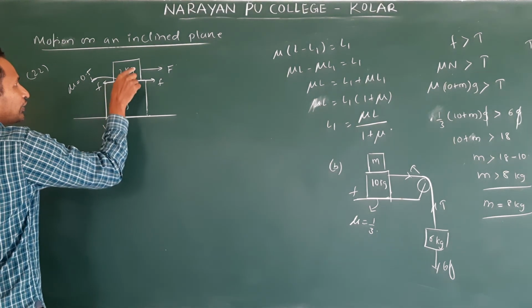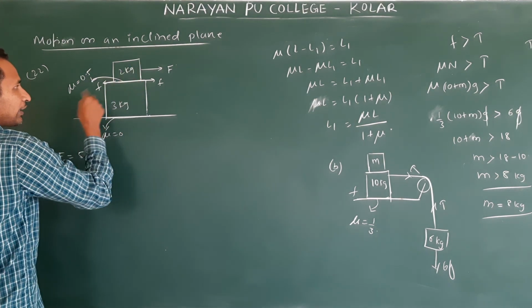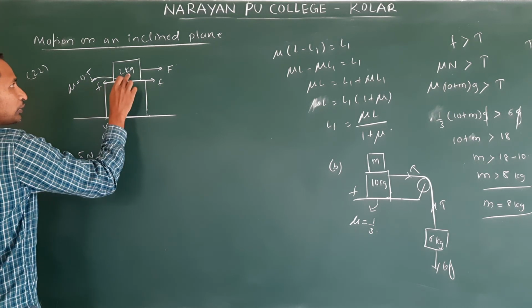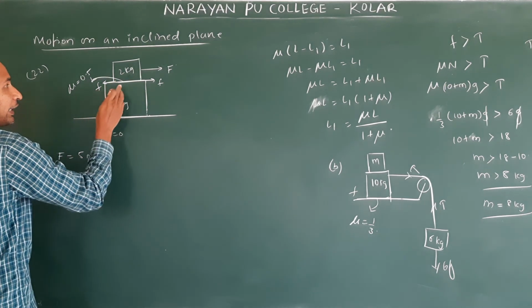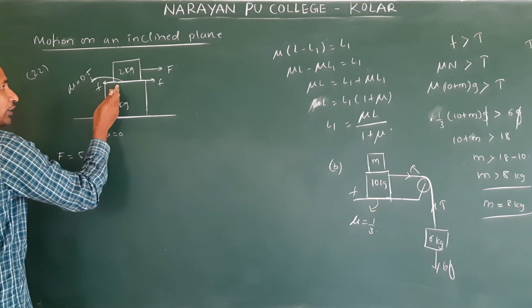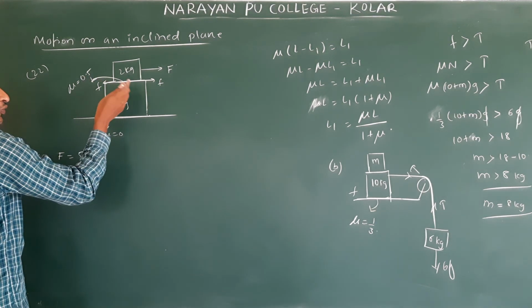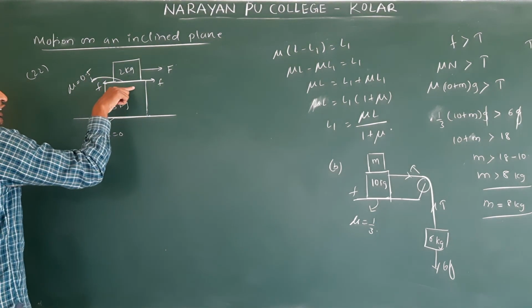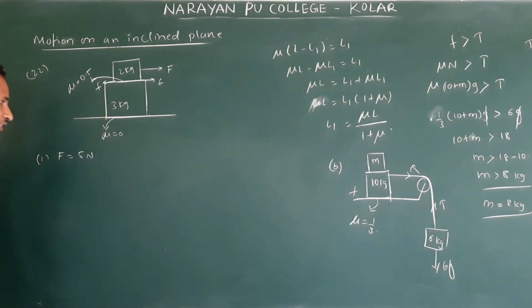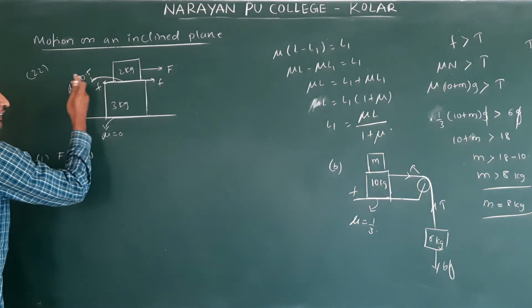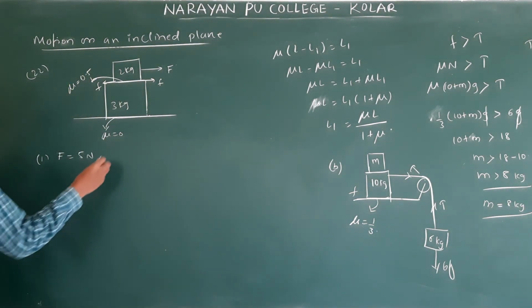With respect to this block, the 3 kg block is going back. With respect to the 2 kg block, the 3 kg block is going back. Friction acts opposite to relative motion. That's why on this block it acts in the forward direction, but on the 2 kg block it acts in the opposite direction. So that friction we will find out.